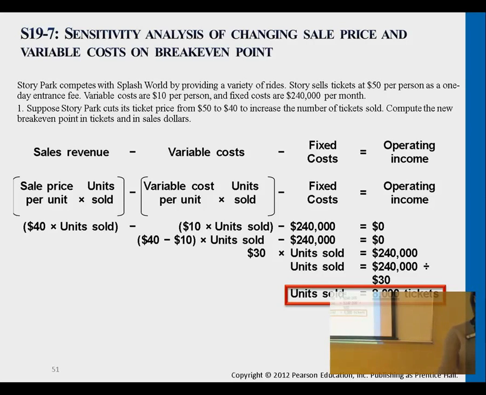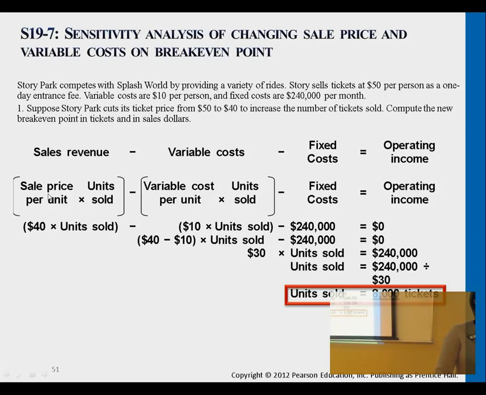So again, we split the formula: sales revenue is sales price per unit times units sold, minus variable cost per unit times units sold, minus fixed cost, which is our operating income. As operating income, we put a 0. Fixed cost, we were told, is $240 per month, right?